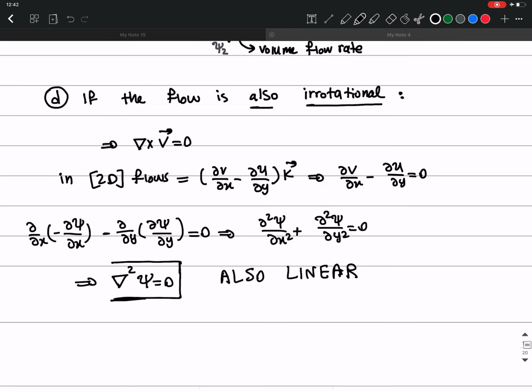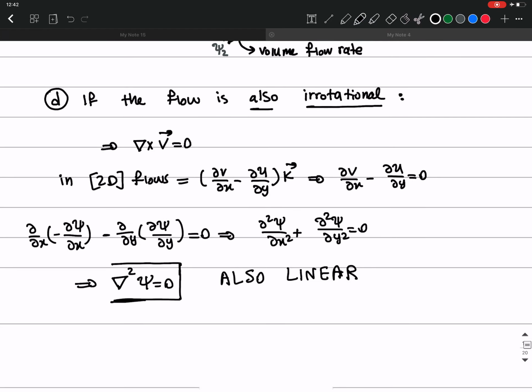So if the flow is also irrotational, then the stream functions are going to be linear, and we can find a linear relation for that. We can simply find an analytical solution for that. Okay.